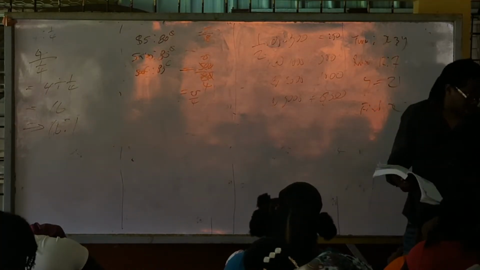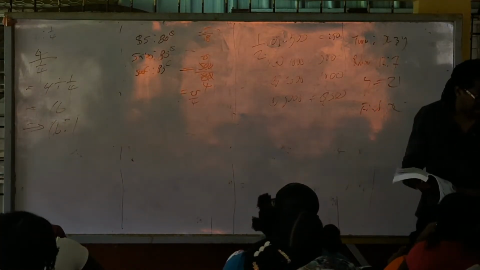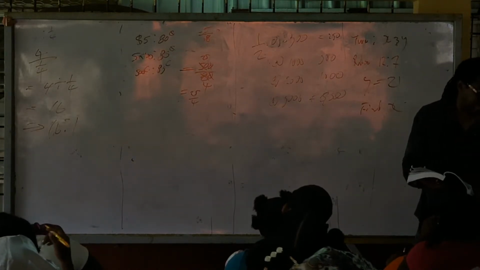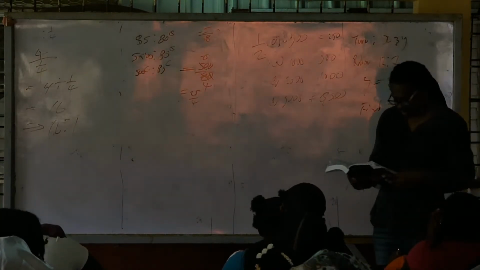You have to work it out. If you left it at that, it would have been incorrect. You have to carry it now to be 25 over 4. You see that?